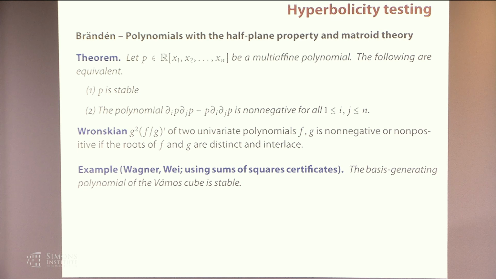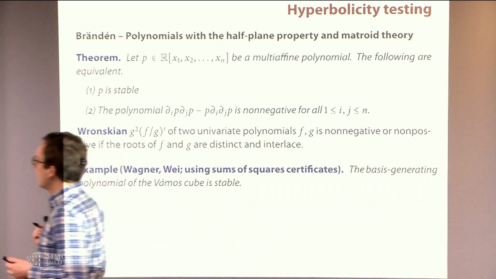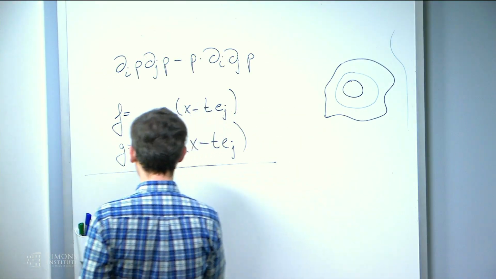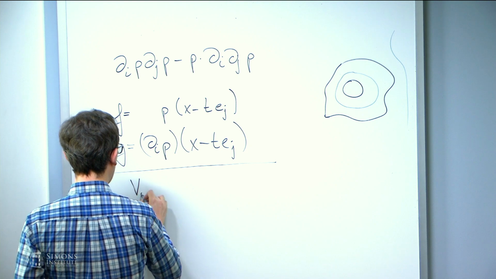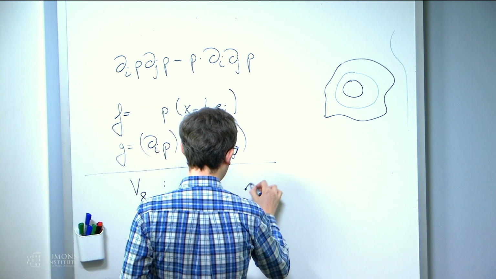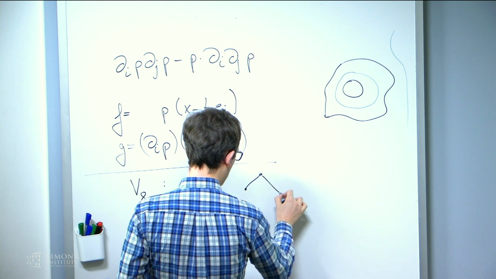Do we all remember what the basis generating polynomial is? Write it down. So the Vámos matroid is some matroid of rank 4 on 8 elements. Sometimes I think it's called V8. So the 8 elements, I will attempt a picture.